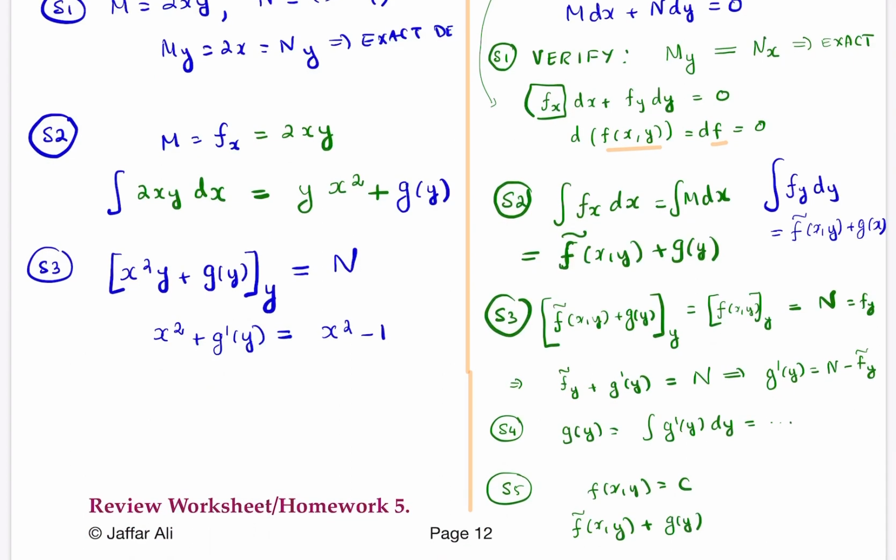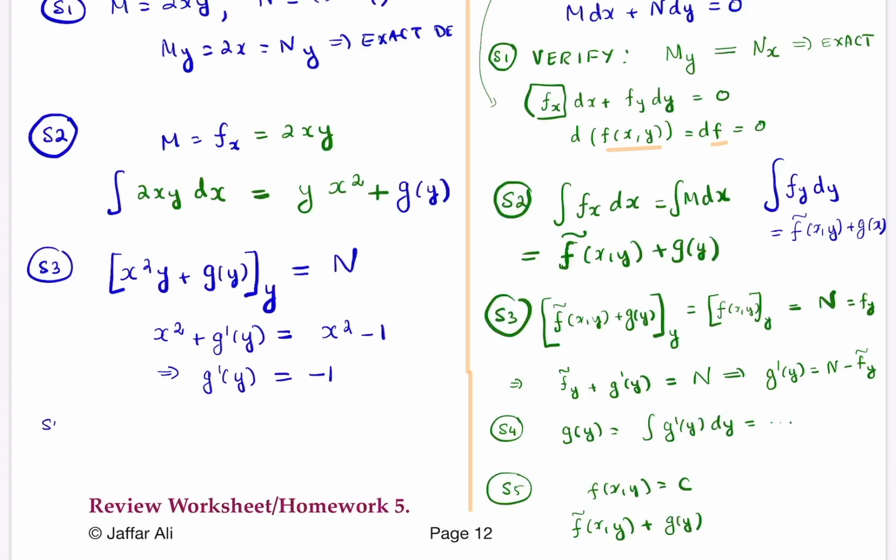And now if I solve for g prime, my g prime of y is going to be, it's a very simple problem right away. As you see here, I can cancel these and these two together. When I do that, I'm left with minus 1. So my g prime of y is minus 1.